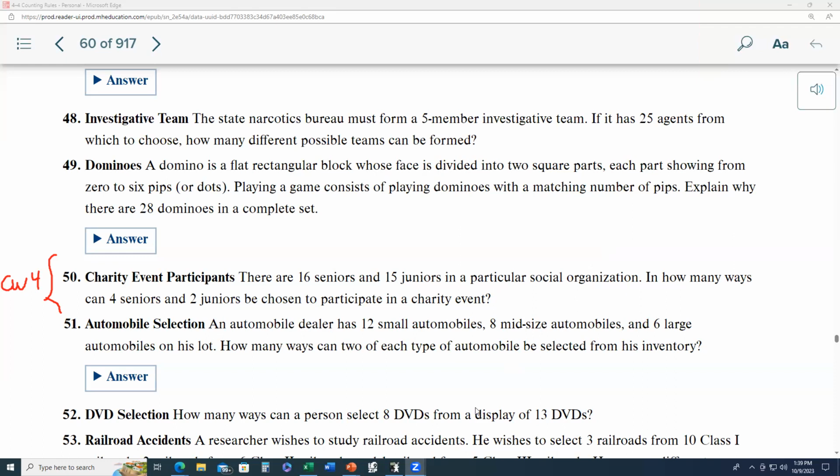Apparently that's the answer. And that's for number 50. Yeah. Okay, let's take a look here.